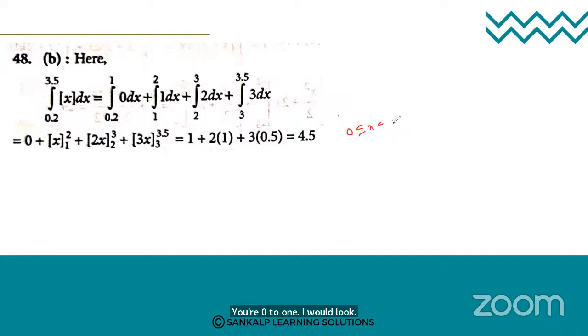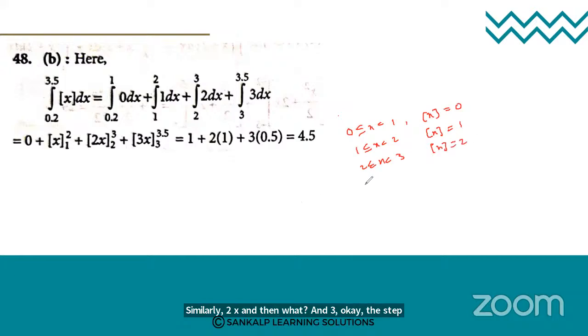So when x is between 0 and 1, the step x will be equal to 0. Next, similarly, when 1 ≤ x < 2, the step x will be equal to 1. Similarly, for 2 ≤ x < 3, the step x will be equal to 2. And similarly for 3 ≤ x, here we have only till 3.5, so the step x will be equal to 3. Okay, so these are the values.